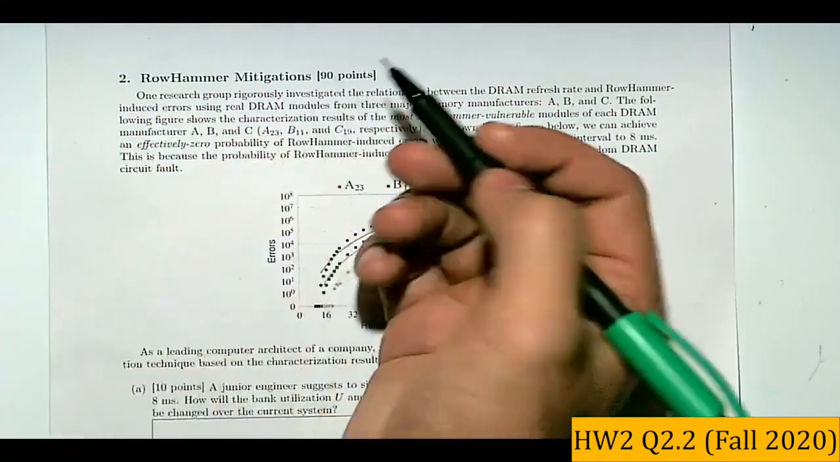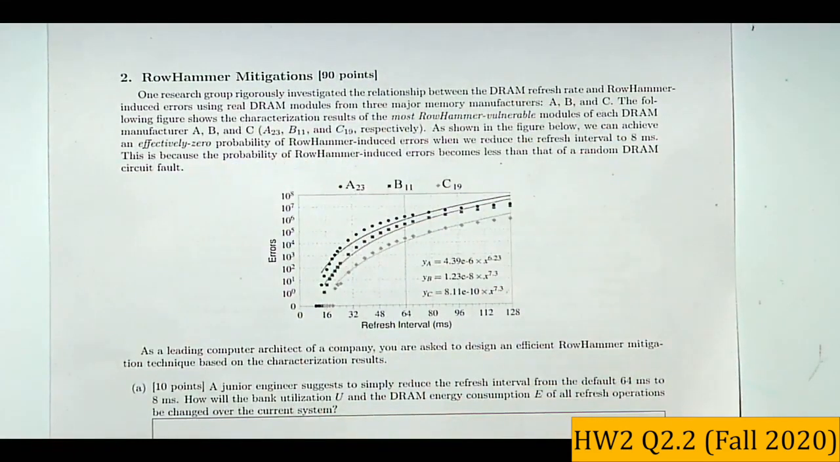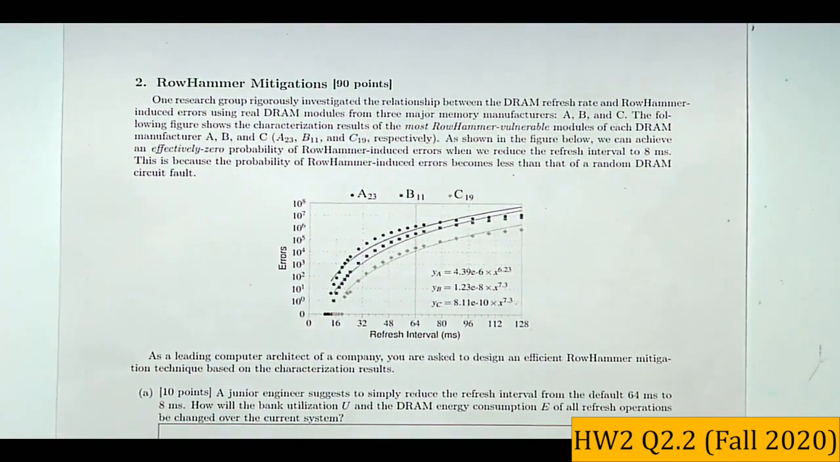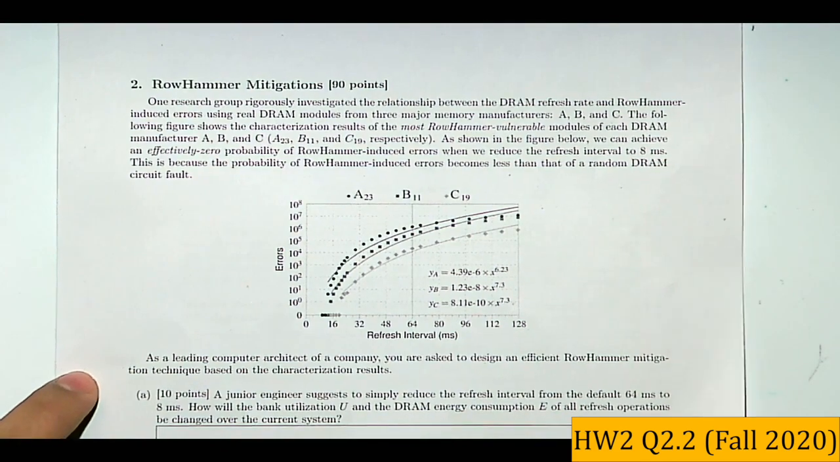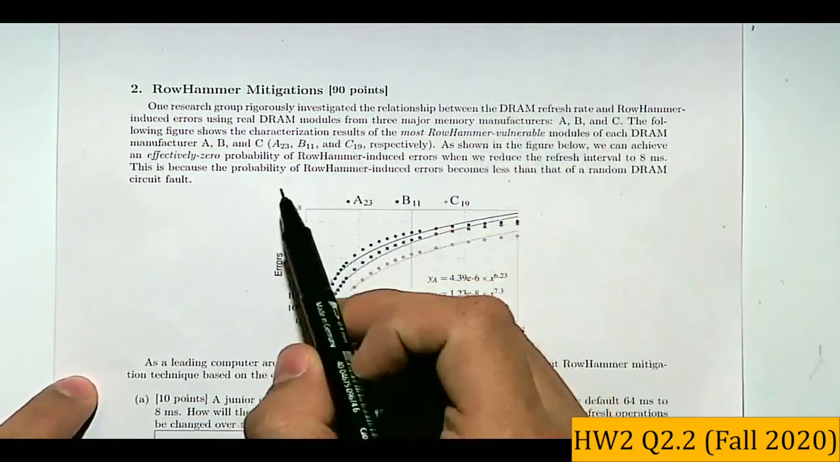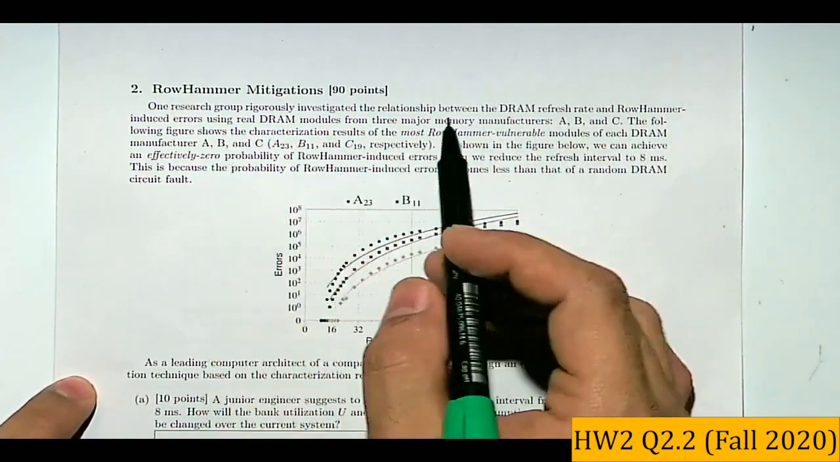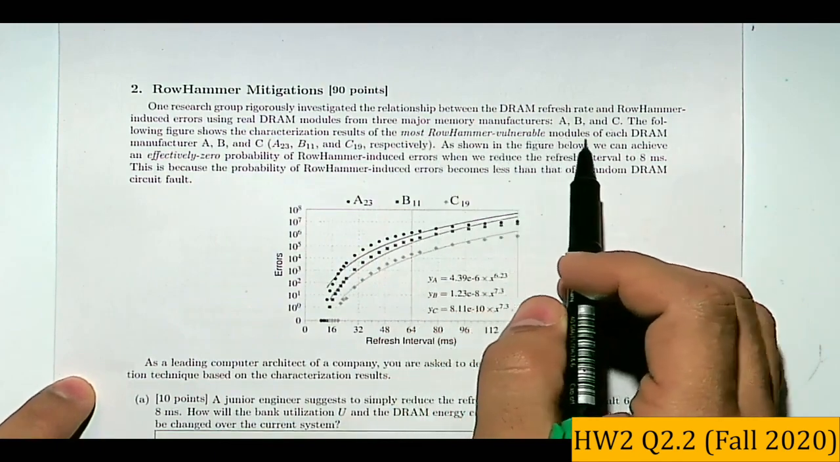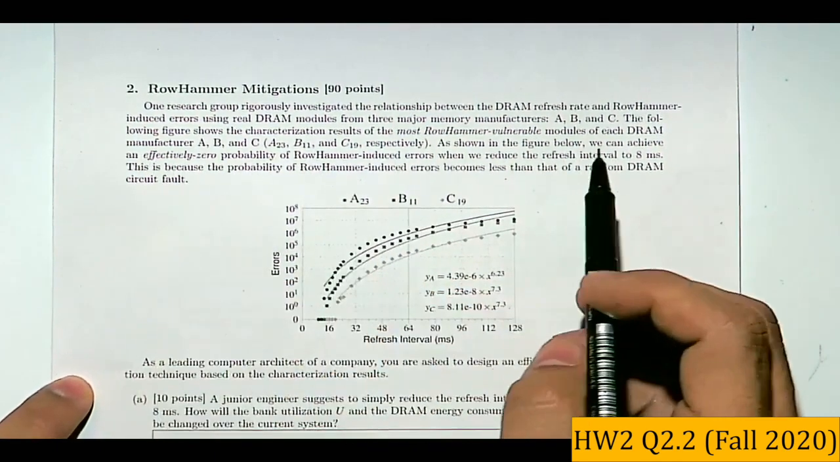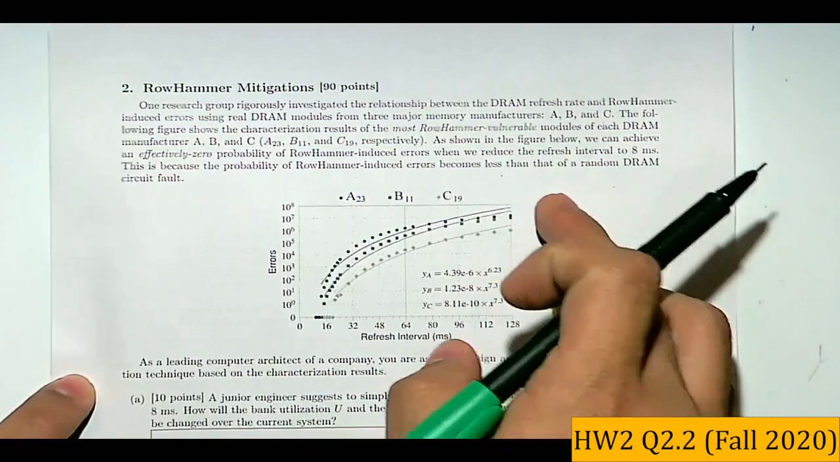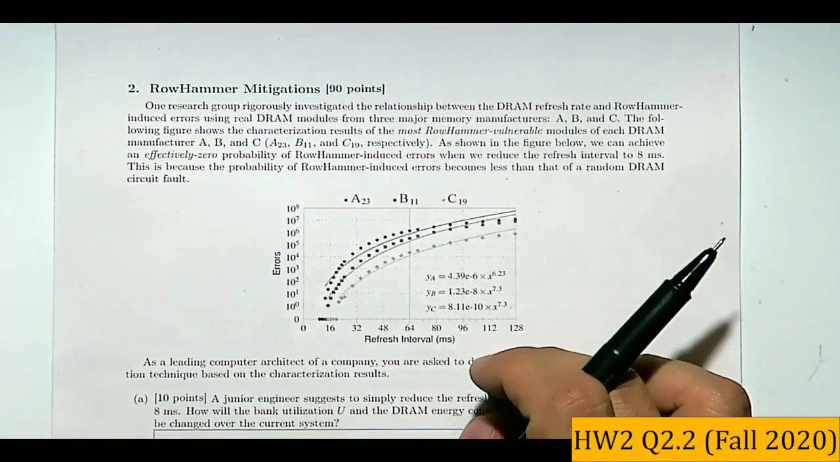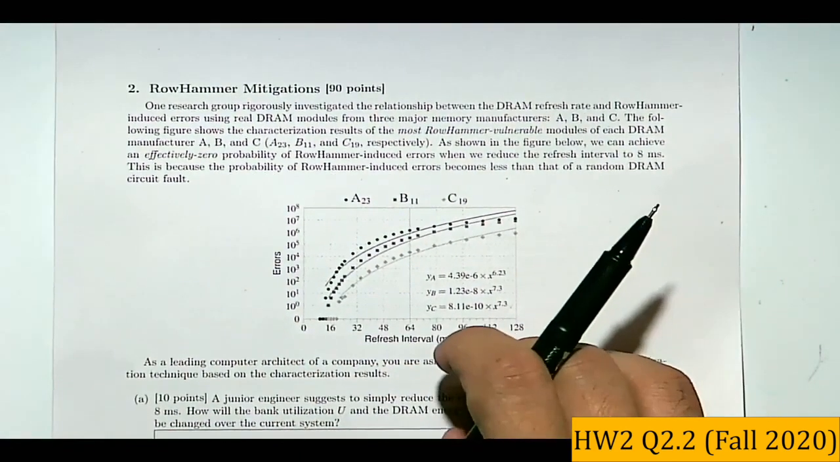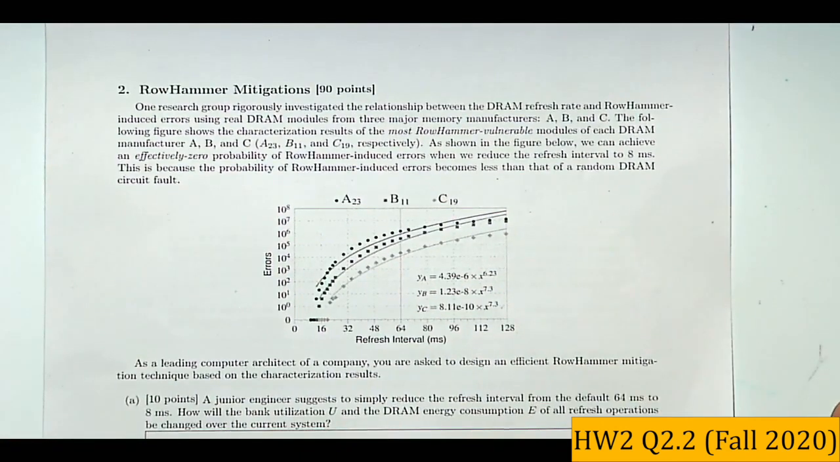So one researcher rigorously investigated the relationship between the DRAM refresh rate and RowHammer introduced errors using real DRAM modules from 3 major memory manufacturers. And they used the most RowHammer vulnerable modules in each DRAM manufacturer. So this graph shows the worst case scenarios, a very conservative manner.